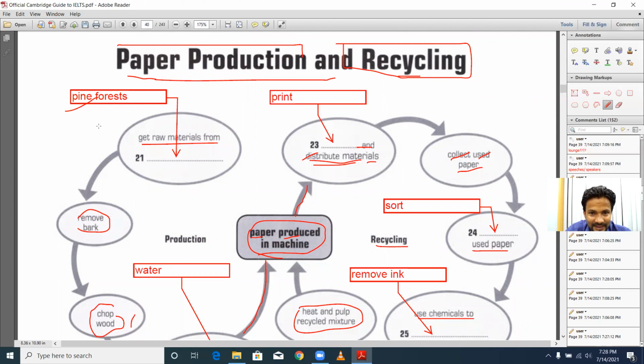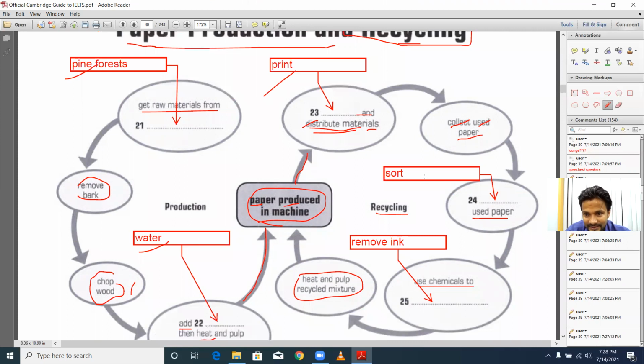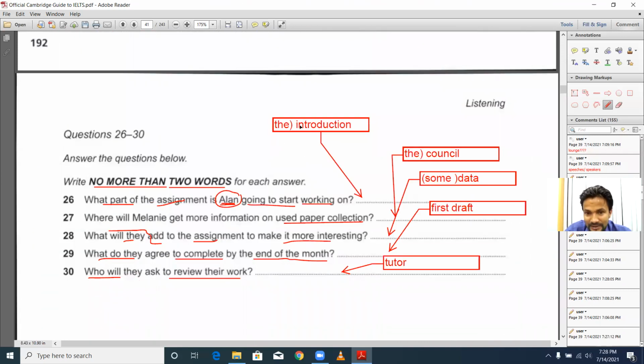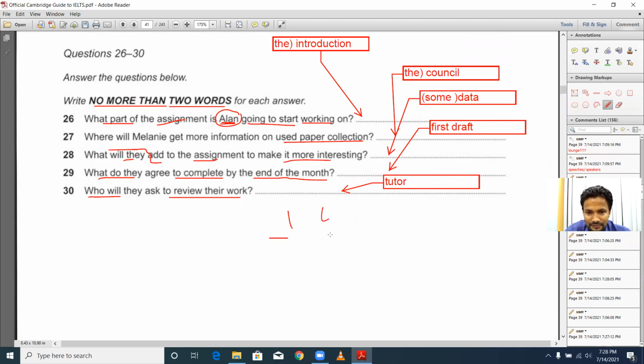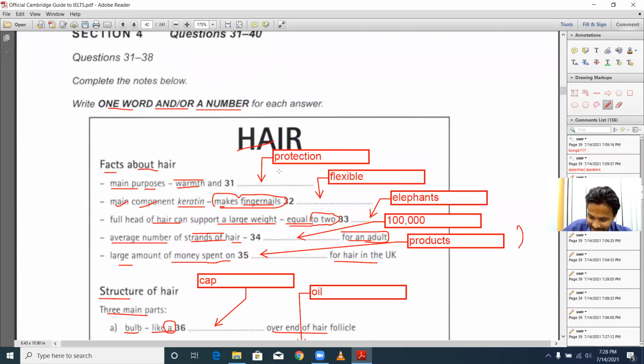That's question number 21. Pine forest, pretty fine. Water, correct. Print, correct. Short, correct. Remove, incorrect. Pretty fine. The introduction or only the introduction, if it can be anyone. The council or only the council. Some data, they are optional. First draft, pretty fine. Tutor or the tutor or their tutor. Okay, only tutor is fine. So got 10 out of 10 in this section too. Pretty fine. We have already got 30 out of 30. This is band 7.